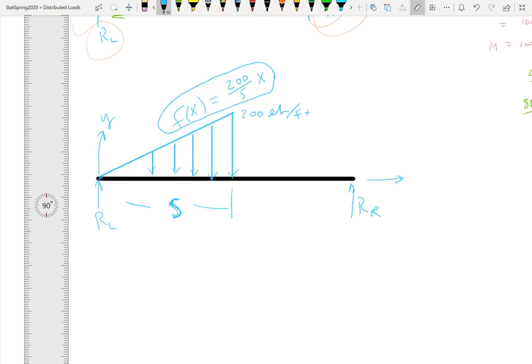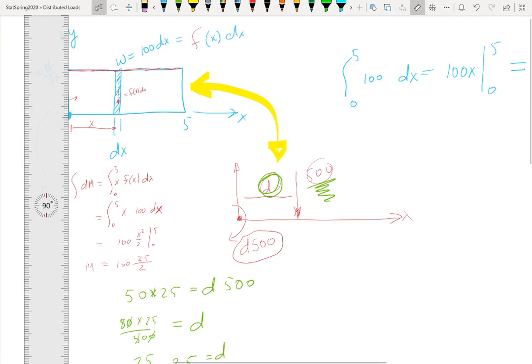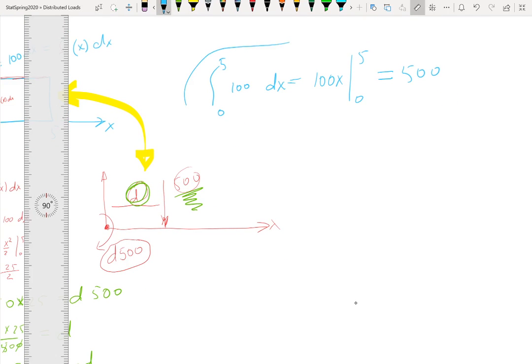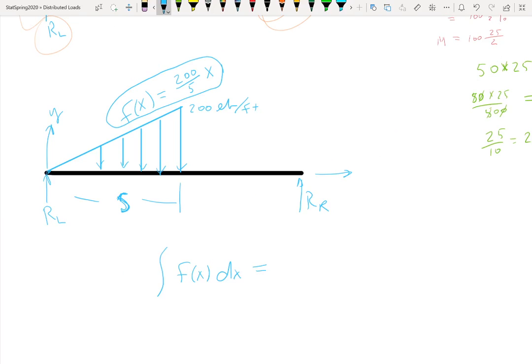So let's first find the equivalent weight. We integrate f of x dx, what we were talking about right back here. Let's put this in, and we're going from 0 to 5. We're integrating. What's 200 divided by 5? 100 divided by 5 is 20. So this would be 40 x dx.